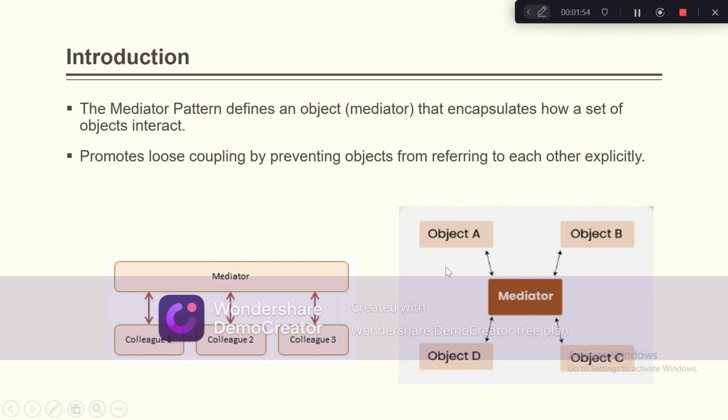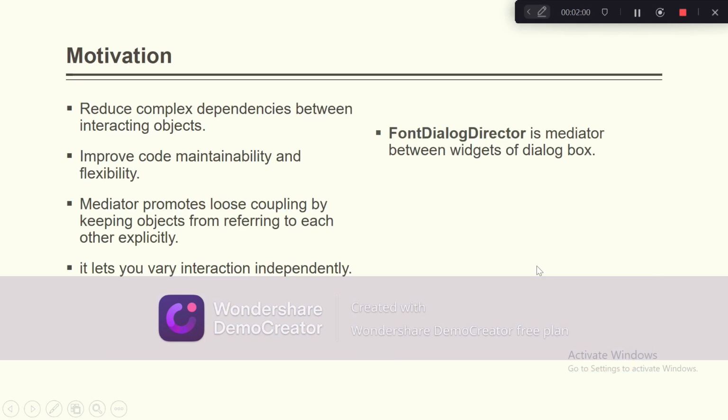Moving on, what was the motivation? The mediator pattern reduces complex dependencies between interacting objects by centralizing them, improving code maintainability and flexibility. It promotes loose coupling by keeping objects from referring to each other explicitly. It lets you vary interaction independently. So when objects no longer communicate directly with each other and instead communicate through a mediator, it reduces the dependency between communicating objects. Thus it reduces the coupling of the objects.